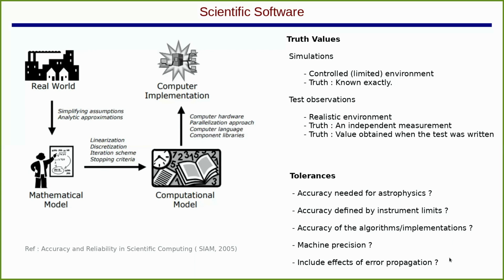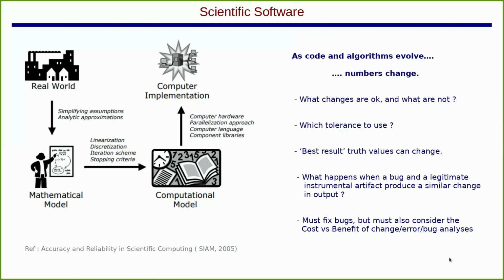So given so many options, the practical reality that comes to play is that when code and algorithms evolve, your numbers are going to change. And you're going to end up with questions of what changes are okay and what are not.